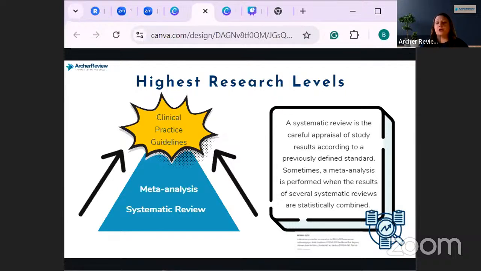So let's go through and look exactly at each type of study that you're going to encounter when you're answering that question or any other question that we talked about, and see what is exactly behind all of our clinical practice guidelines.